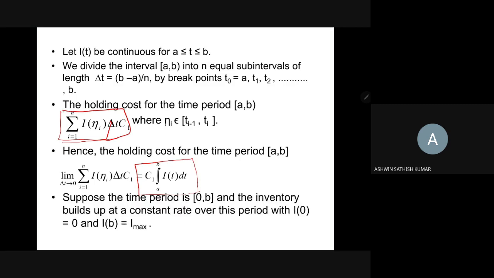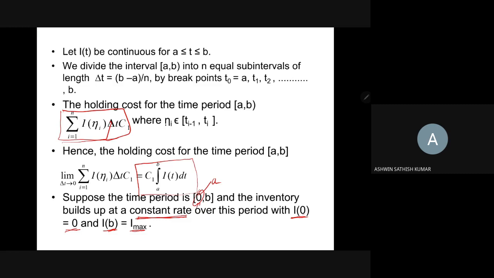Now suppose the time period is 0 to B, instead of A to B. If the inventory builds up at a constant rate over this period with initial inventory 0, and at B the inventory level is IMAX.